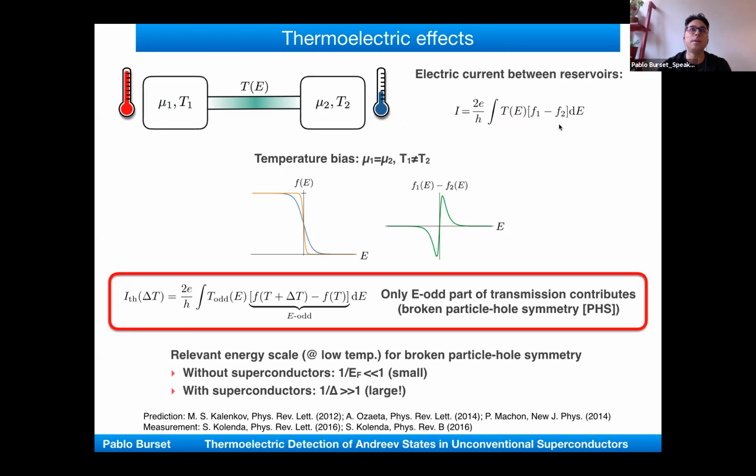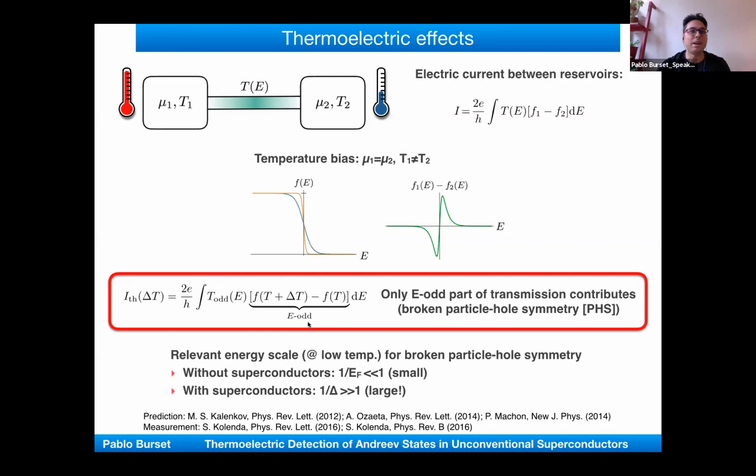And when there is no applied bias, when there is only a temperature gradient, the difference in Fermi distributions is completely antisymmetric, meaning that there will only be a thermoelectric current, or electric current, from this temperature bias if there is an antisymmetry in the transmission, which means there is some kind of broken particle-hole symmetry taking place in this system.